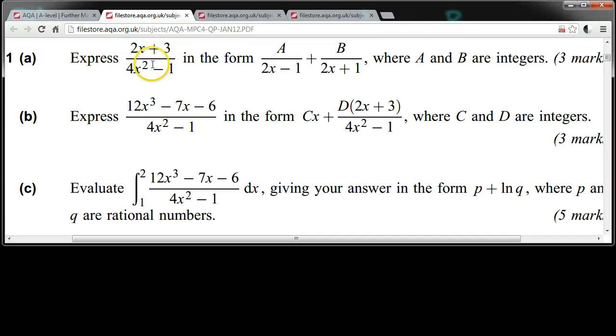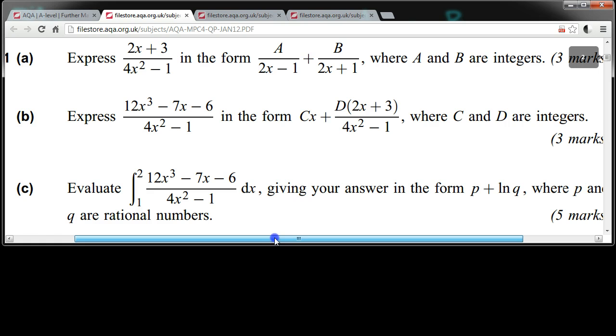Express this polynomial rational function in this form, where a and b are integers. Express this polynomial rational function in this form, where c and d are integers. Evaluate this integral, giving your answer in the form p plus log q, where p and q are rational numbers.